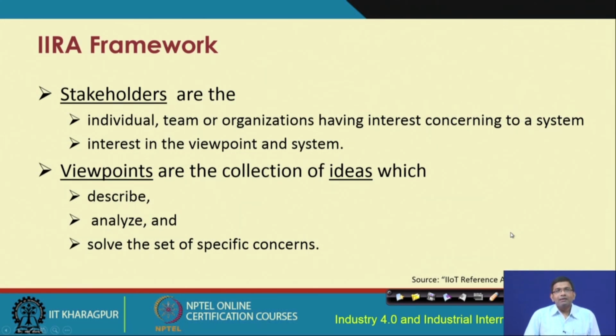The Industrial Internet Reference Architecture, IIRA, has different architectural components which are part of its framework. Number one is the stakeholder. So, we need to understand some of these different concepts. Number one is the stakeholder. Stakeholders are individuals, teams or organizations having interest concerning the system.